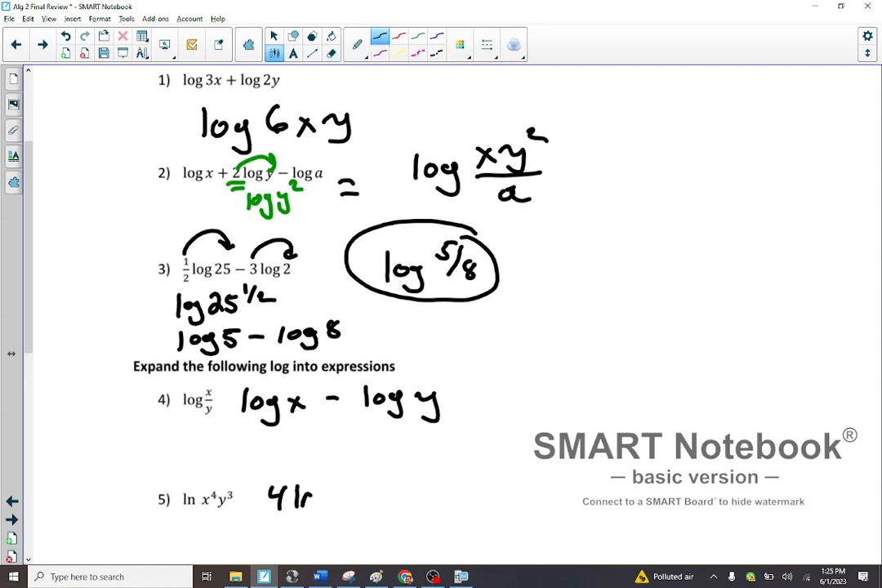I have a question for that. 4 ln x, and then what? Plus 3 ln y.